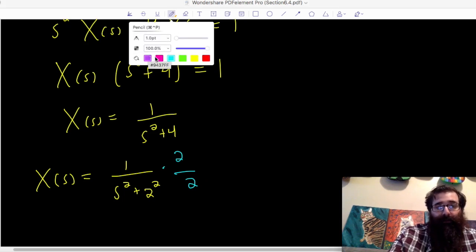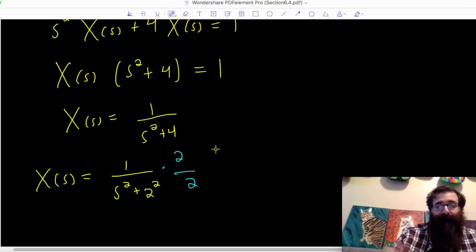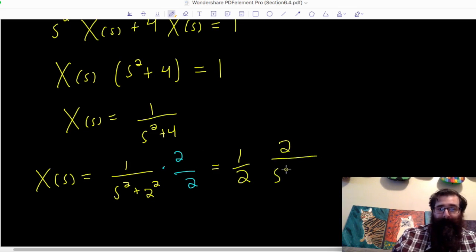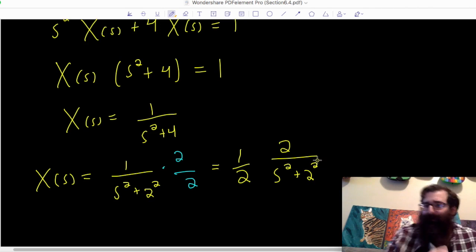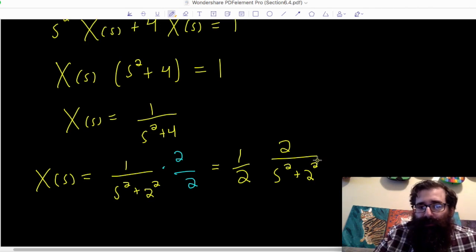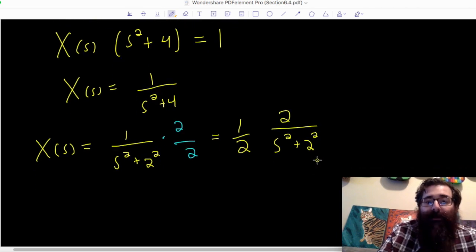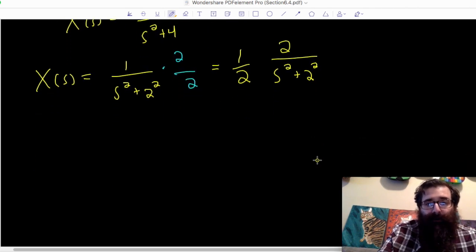Let's get back to our yellow. And I can now think of this as, I have this 1/2 that's just sort of a byproduct of the manipulation that I've done. But now I have my 2 over s squared plus 2 squared. And let me know if you know what this is going to map back to in terms of a function of t. Yell it at your computer screen. Let me know, because I'm about to let you know.